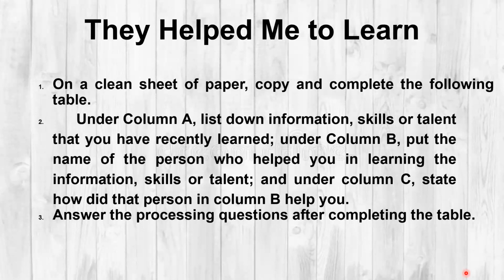Okay, on the clean sheet of paper again, be ready on this. Copy and complete the following table. Under column A, list down an information or skills or talent that you have recently learned. Under the column B, put the name of the person who helped you in learning the information, skills, or talent. Under column C, state how did the person in column B help you. After this, answer the processing questions after completing the table.